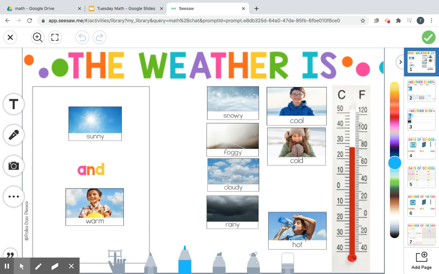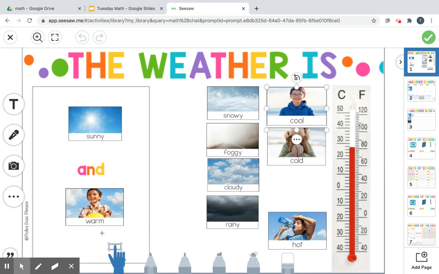Okay, guys, let's do our weather today. So it's sunny and it's still warm, so I'm going to leave those guys right there. It's been kind of cool in the mornings, but it warms up to be pretty nice and sunny. It's not hot. It's just been warm. We're having some awesome fall weather.